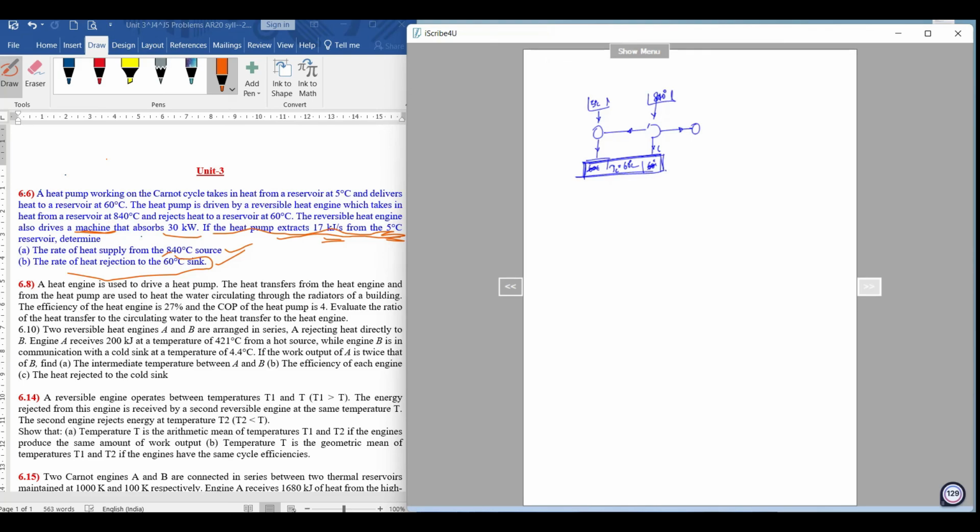So in this, what was given? Let us say this you call as Q1, this you call as Q2, this you call as Q3, this you can call as Q4. Okay, so Q3 is given in the problem, that is 17 kilojoules. So he asked us basically to calculate what is Q1.